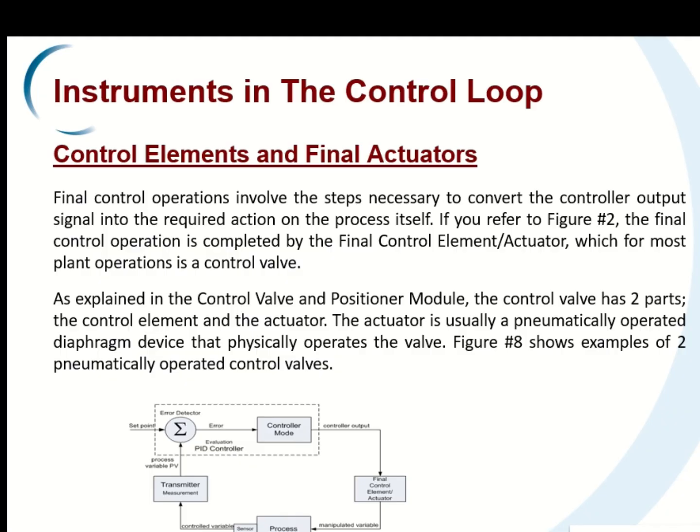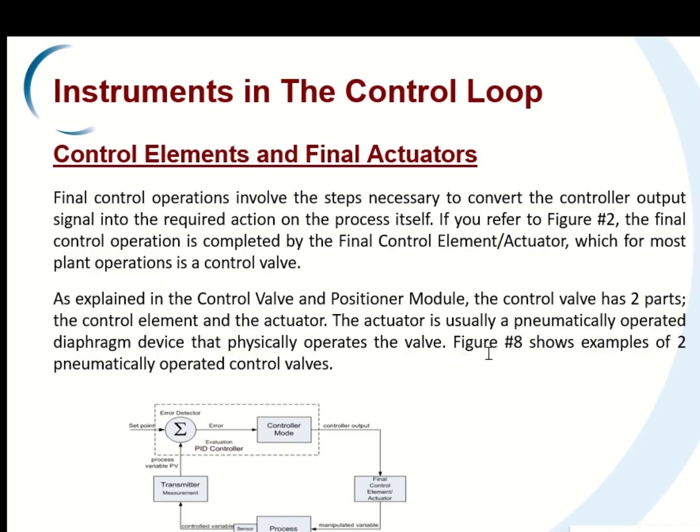Now this slide talks about control elements and final actuators. Final control operation involves the steps necessary to convert the controller output signal into the required action on the process itself. If you refer to figure 2, the final control operation is carried out by the final control element or actuator, which for most plant operations is a control valve.